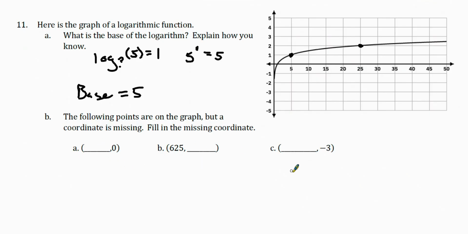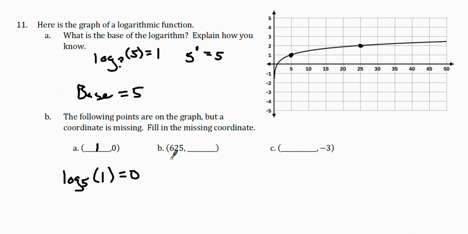So we're given a few other coordinate points then. We have to fill in the missing coordinate. So here, if I know my log base is 5, right, here we're thinking, okay, well, log base 5 of what equals 0, right? The x value is what would be inside of the log, and the y value is what my result would be. So here, well, 5 to the 0 power equals 1, right? So this coordinate point would have to be 1.